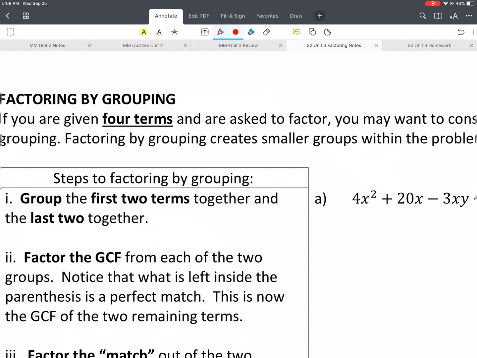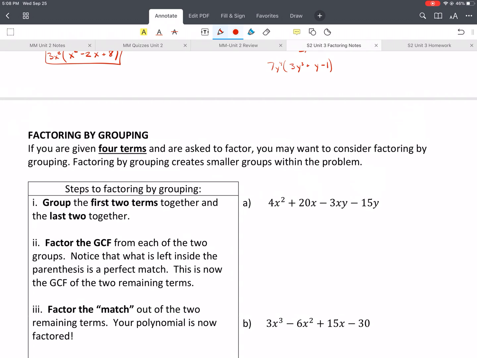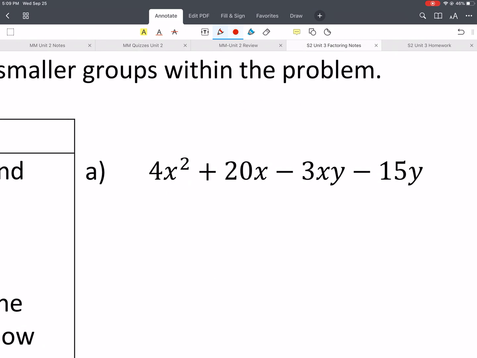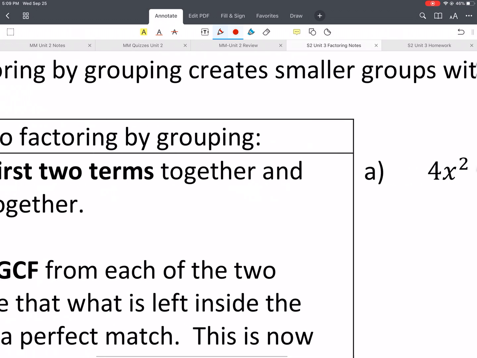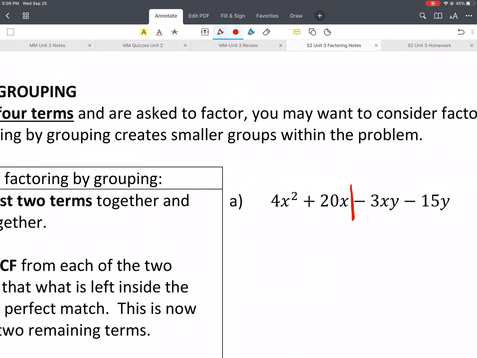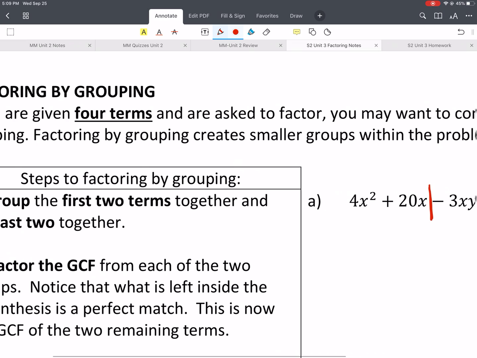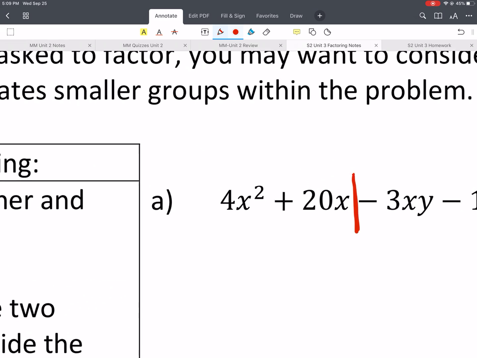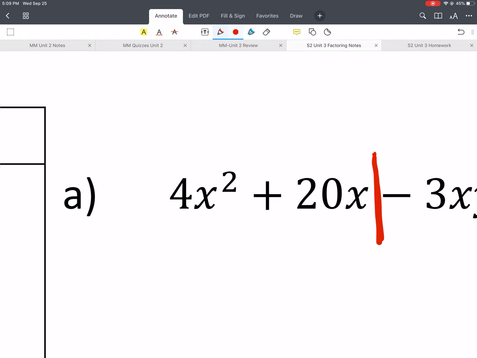Okay, so basically what we're going to do is we're going to try and break this into 2 parts where it's more manageable. Okay, so the first step says to group the first 2 terms together and the last 2 terms. So we kind of did that by just doing a vertical line. All right, after that, we factor out the GCF of the left side, and then we do the right side.